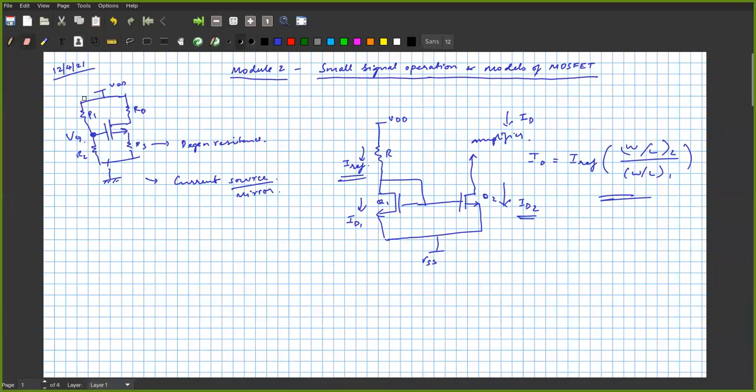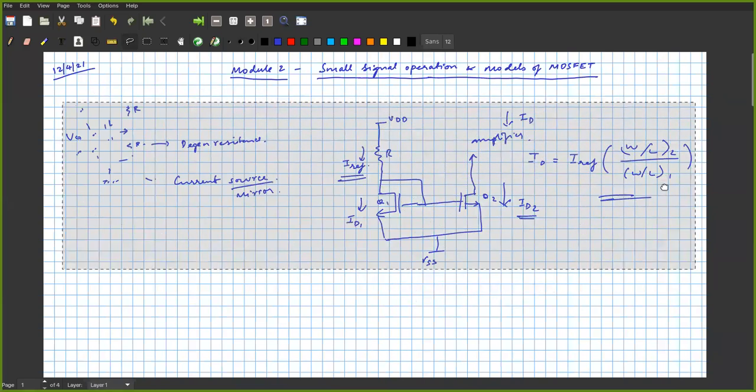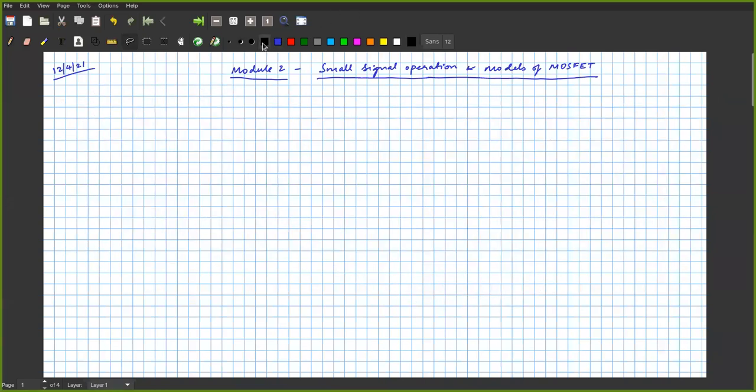Let me erase all this. So now let us look at the small signal operation. First thing, if I actually draw the V out versus V in. This is V in. This is V out. And the MOSFET circuit is this.